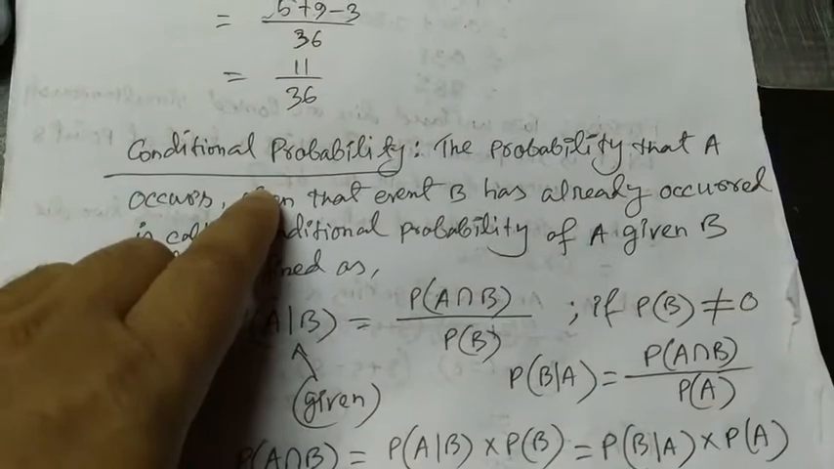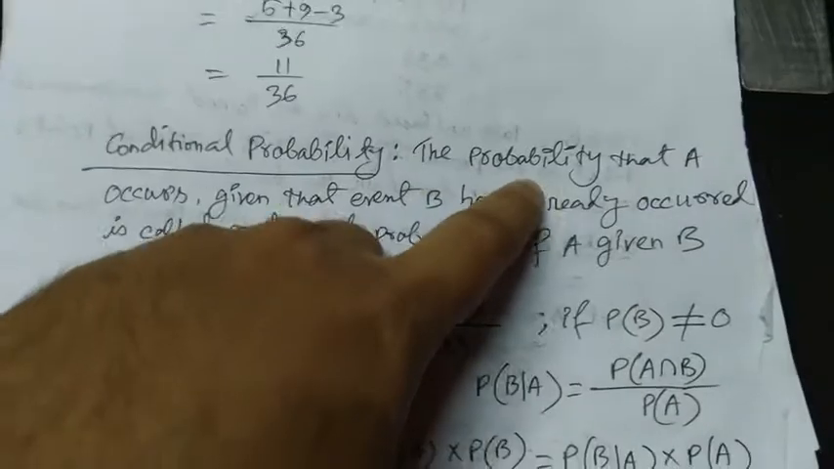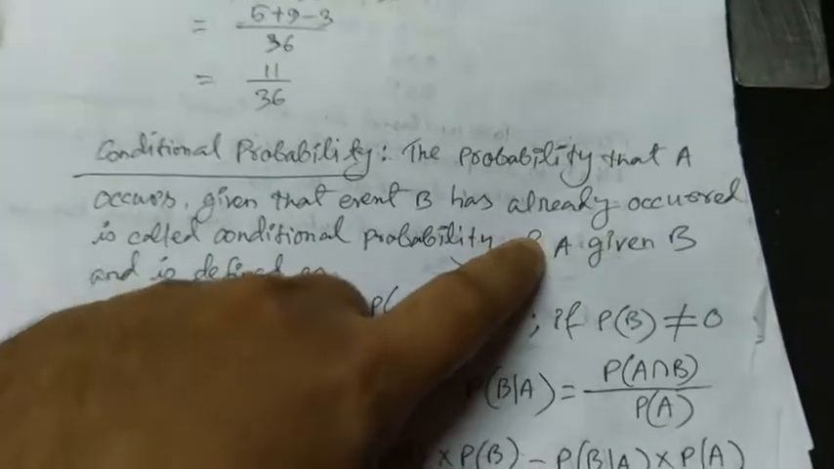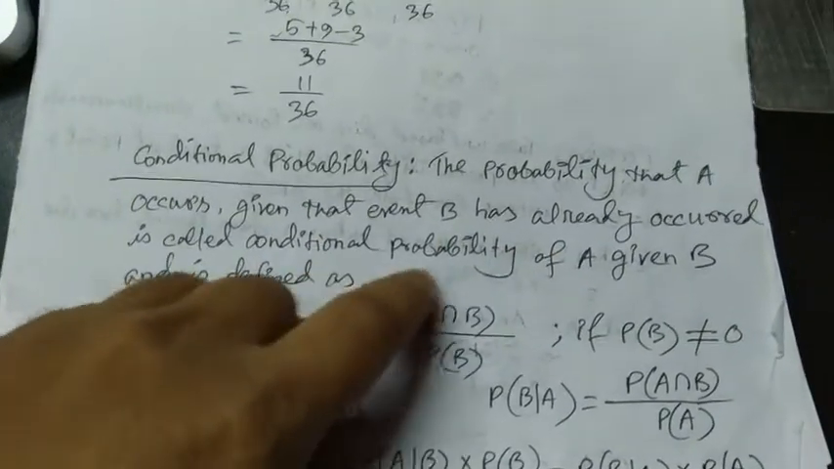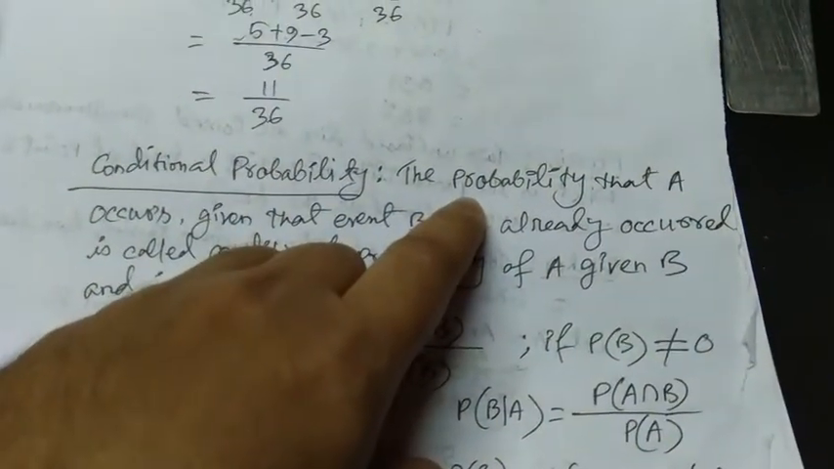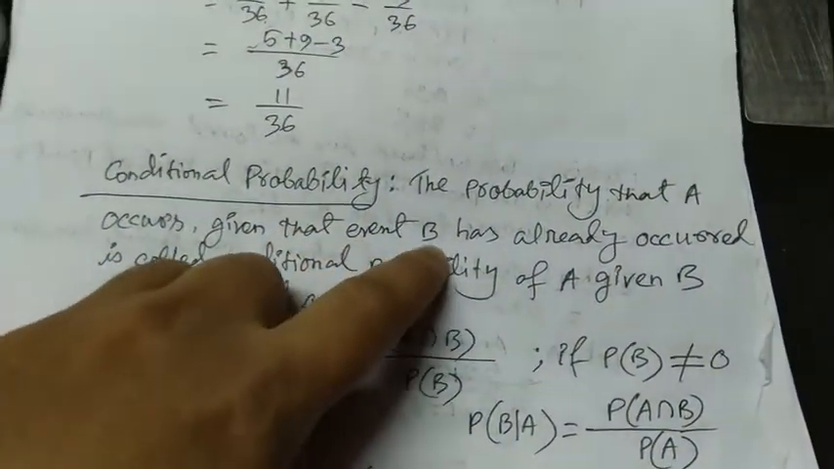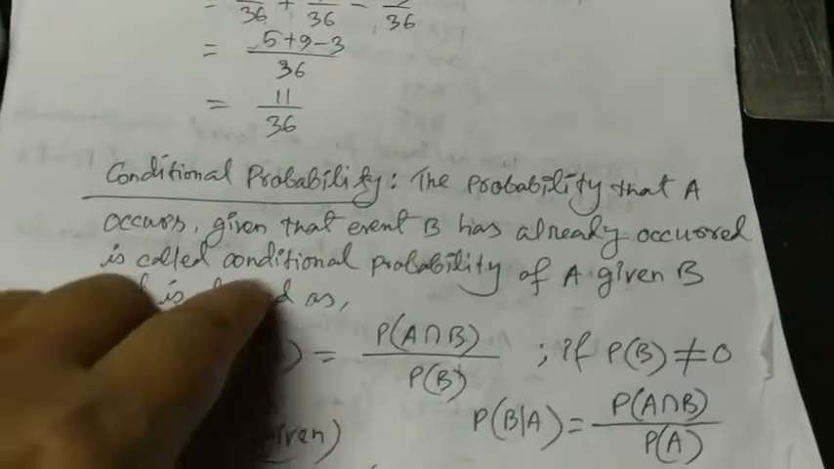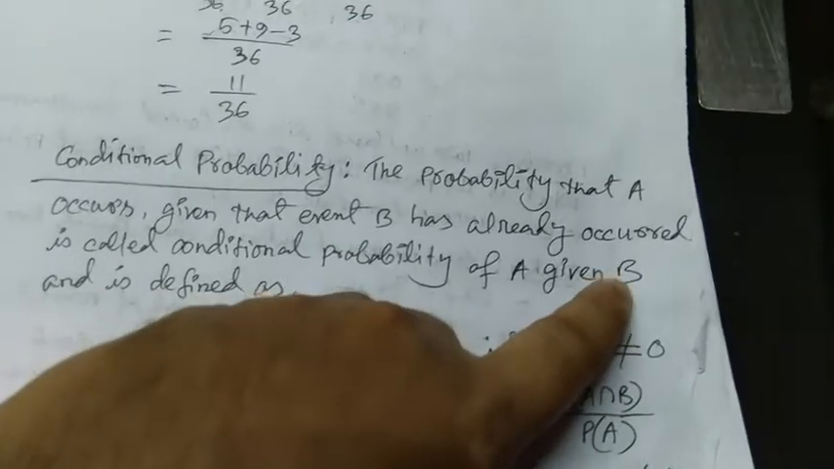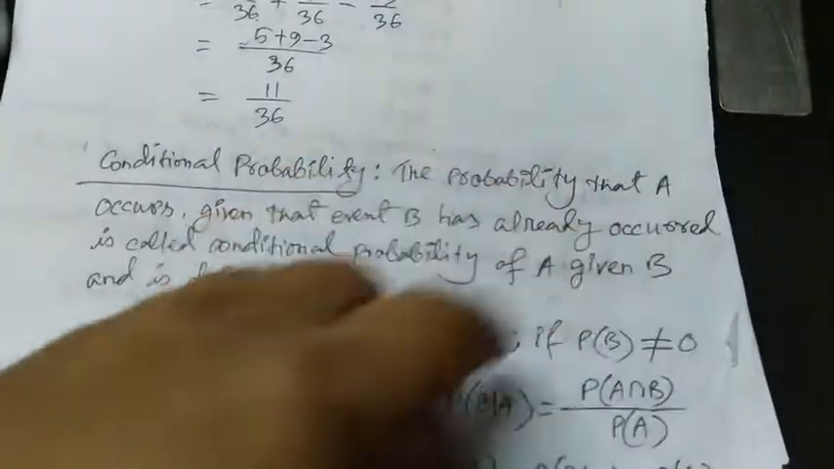Now we will study conditional probability. Conditional probability is the probability that A occurs given that event B has already occurred. It is called the conditional probability of A given B. That means B has already occurred, and we need to find the probability of A given that B has already occurred.